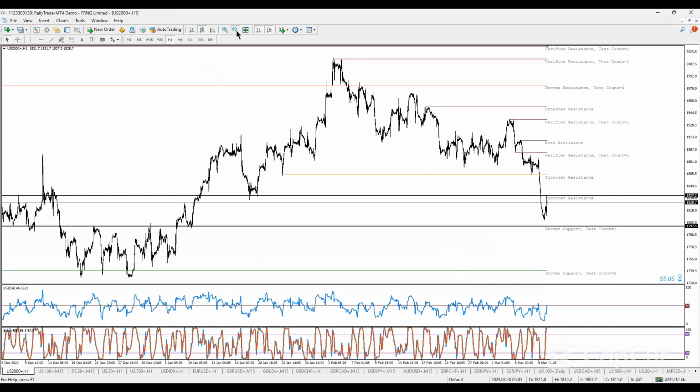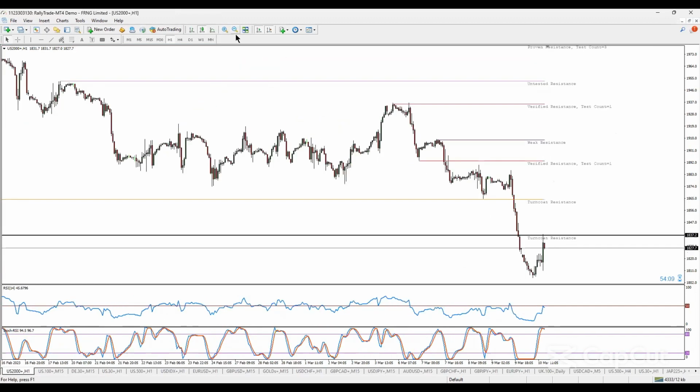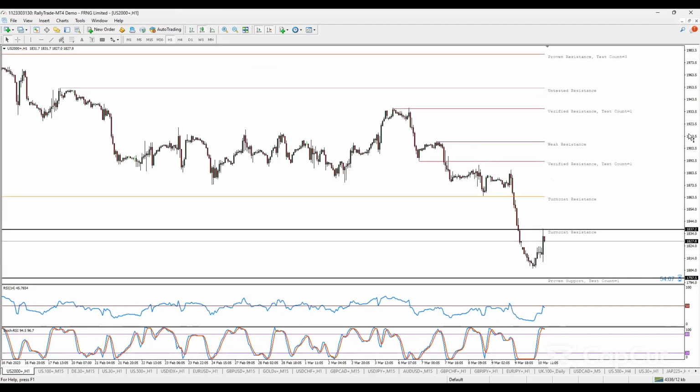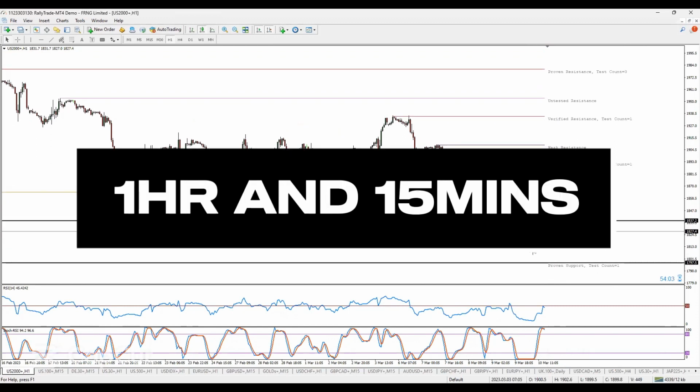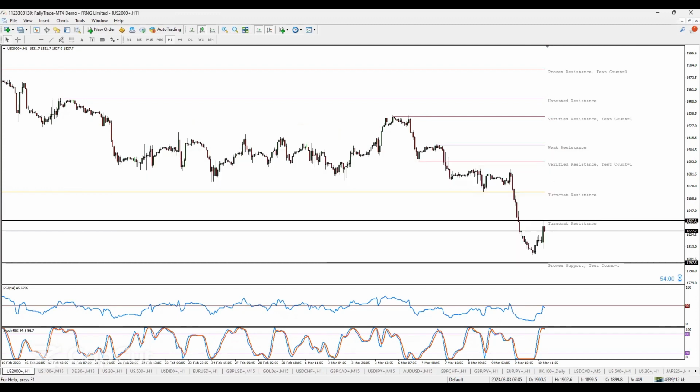So if I minimize this, you see that the market went up here, came down, went up here, and is currently down. I just did a small markup. Now I'm working with 2 time frames. I'm working with the 1 hour and the 15 minutes time frame.